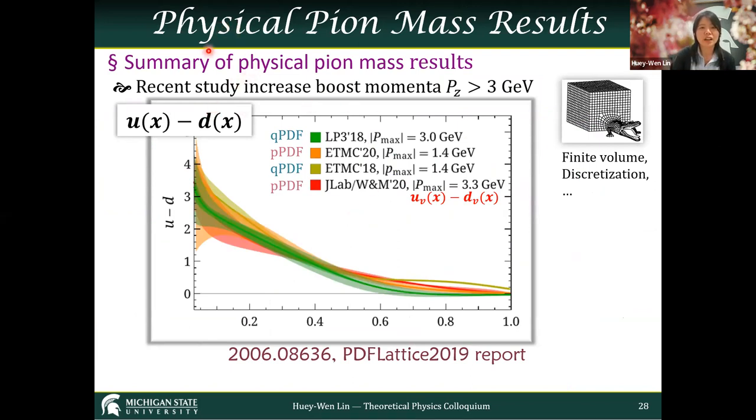So here is the state of the art of the parton distribution in terms of the latest systematic control, at physical pion mass calculation. That usually takes quite a few years since the first calculation. There are multiple methods that have been used in looking at the differences between the up quark and the down quark distribution functions. Here's a quick summary and the different momenta that each collaboration uses. More or less, you see some overall nice agreement among different methods and different action choices.